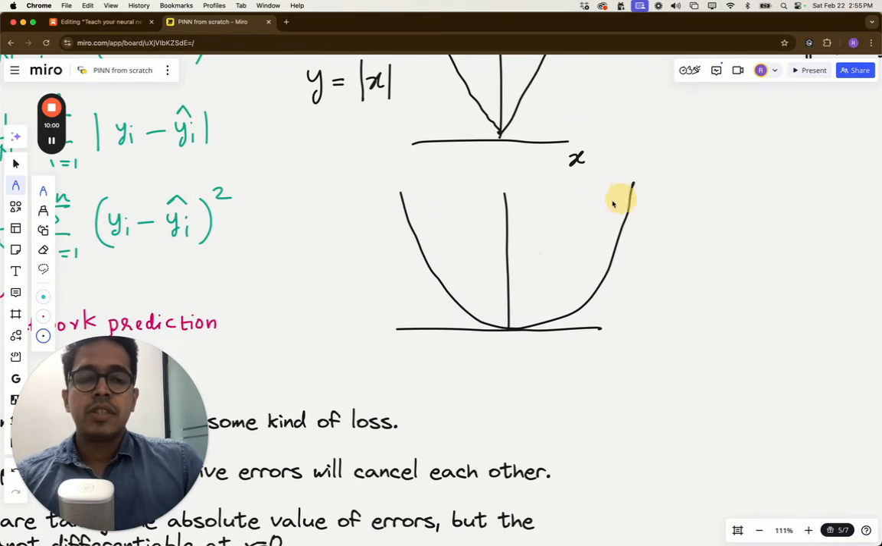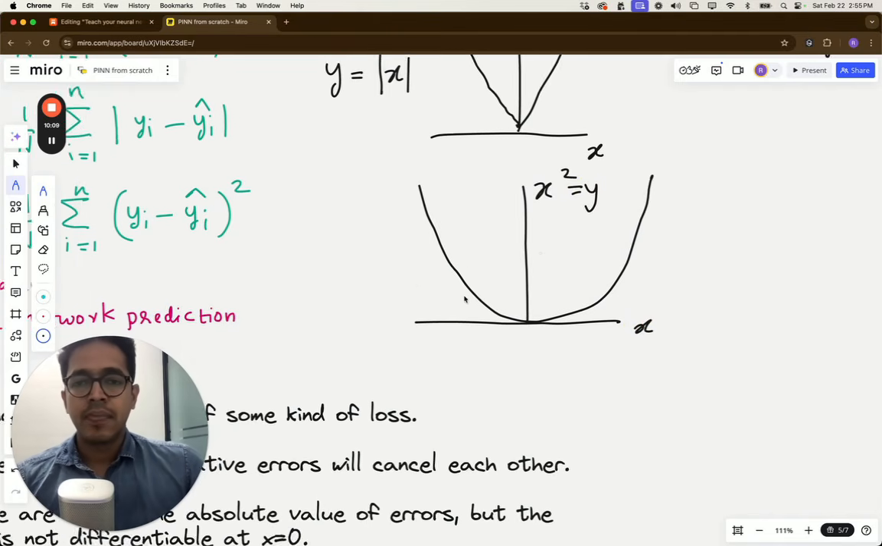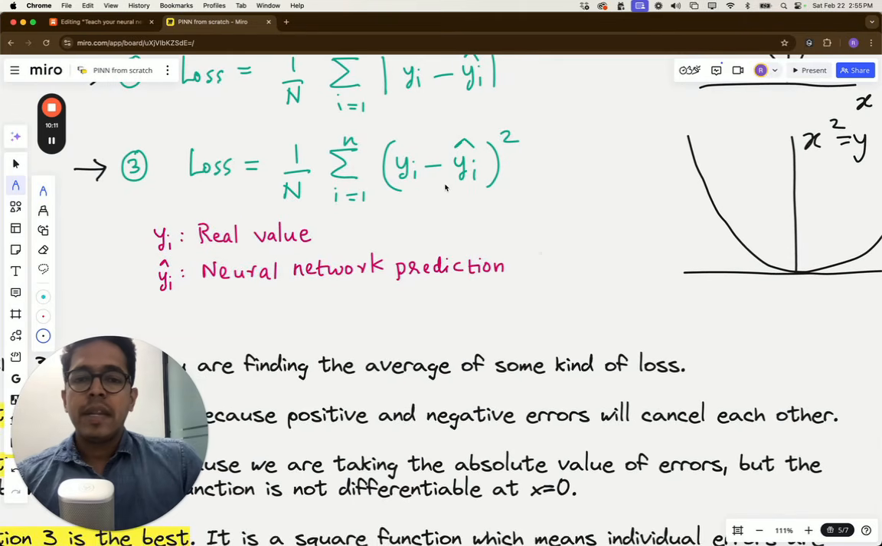Shape of a graph which looks like y equal to x square. So if this is x and if y equal to x square, it will be like this. It is continuous and it's differentiable at all places. So this is called mean squared error because this is error. Yi minus yi cap is the error. Squared because you are taking the square of it.